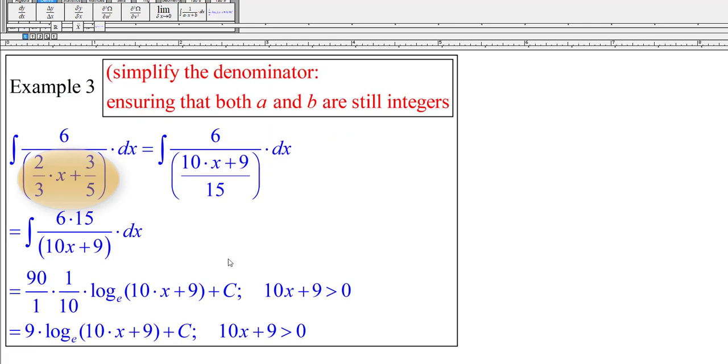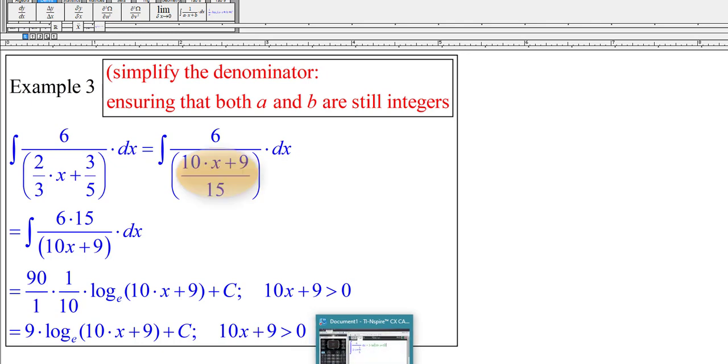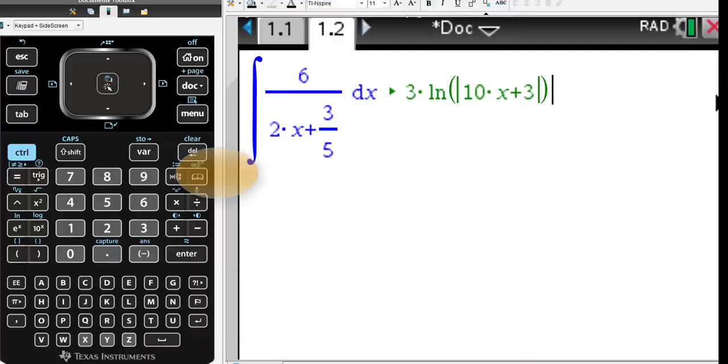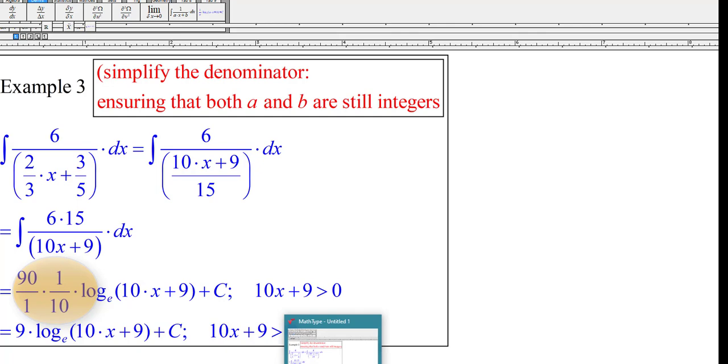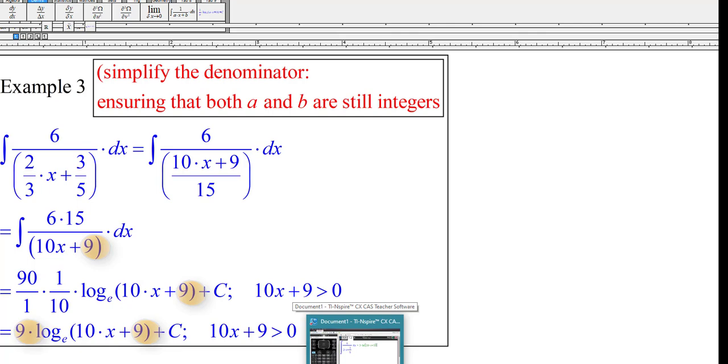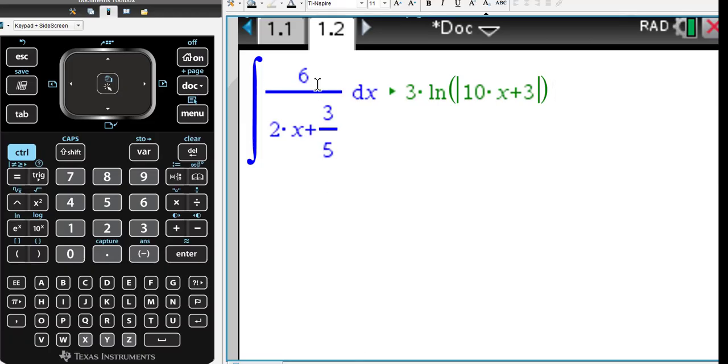Alright, let's look at the same question, but this time I've made the denominator the x coefficient as well as a fraction, and the constant term also is a fraction. So what we are going to now do is simplify the denominator. First step, write it as a common denominator with 15 as the common denominator, and then we'll move the 15 to the numerator, and 15 times 6 is going to make it 90, and of course the rest of it remains the same as it was, except that now that has changed to 9 when I simplify that. So it's going to be 9 times log of 10x plus 9, and we can check that on the CAS.